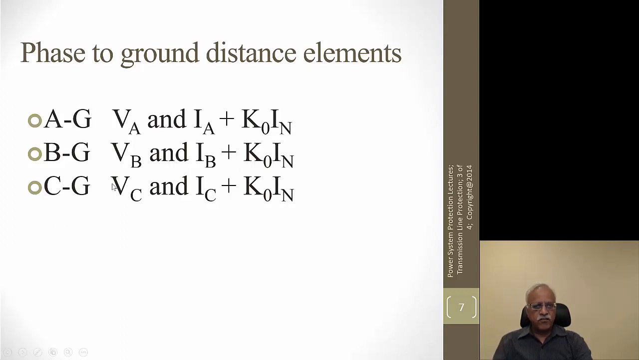For a C phase to ground fault at the same location, I need to use another measuring element which takes the ratio of the C phase voltage to C phase current plus a certain amount of neutral current.